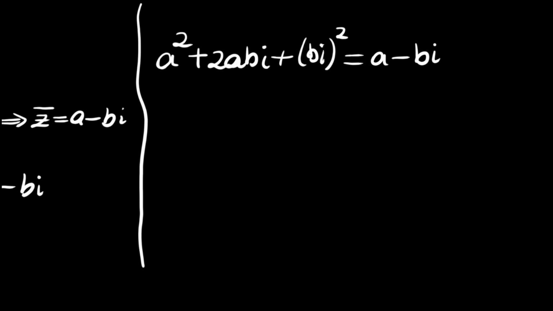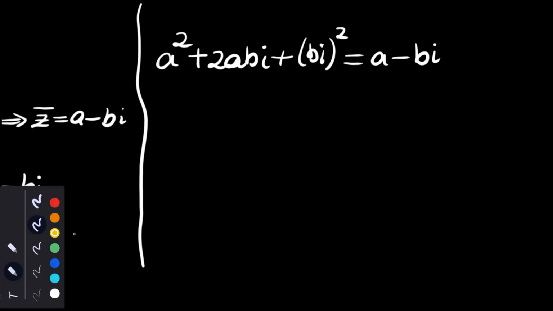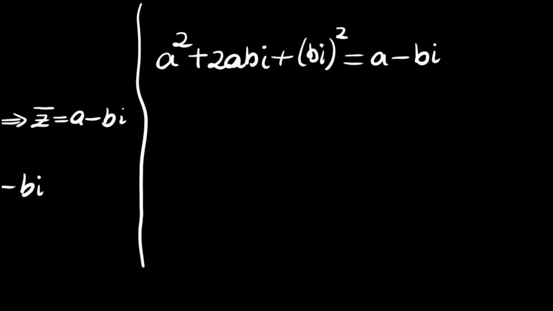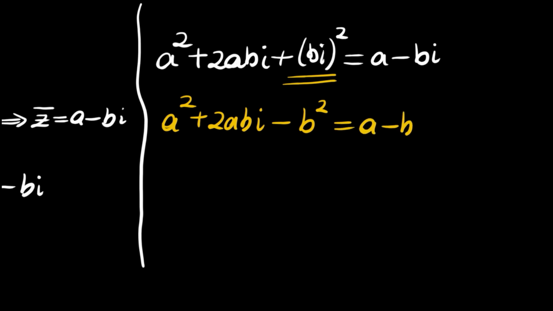Now, since i squared is negative 1 by definition, we will have b squared i squared, which is minus b squared here. And again, a squared plus 2abi. This is equal to a minus bi. So we will have real to real and complex to complex equation.